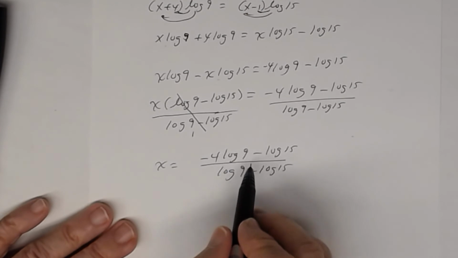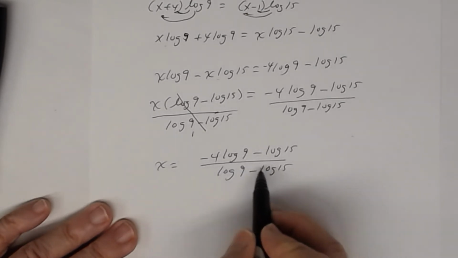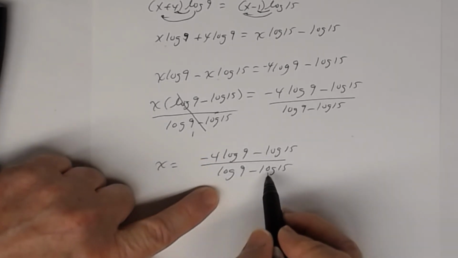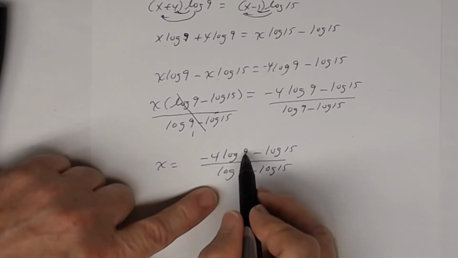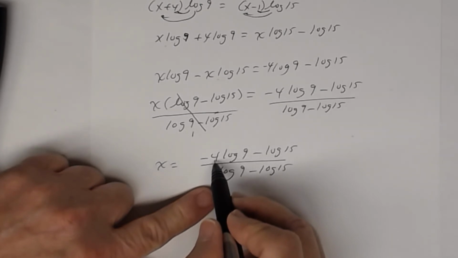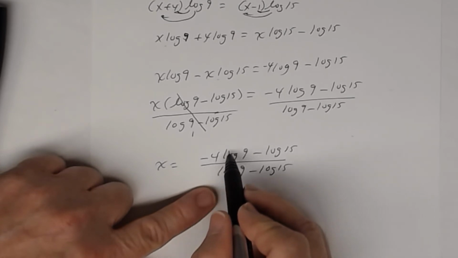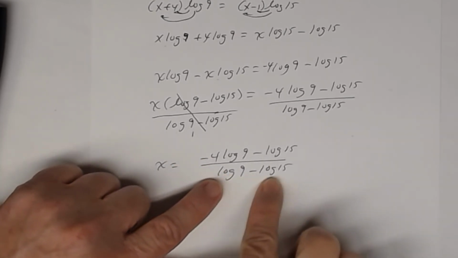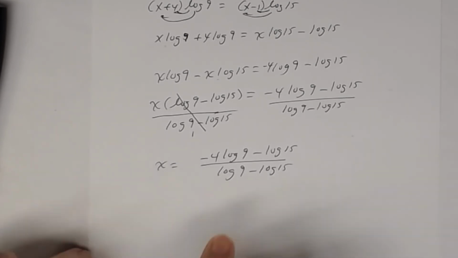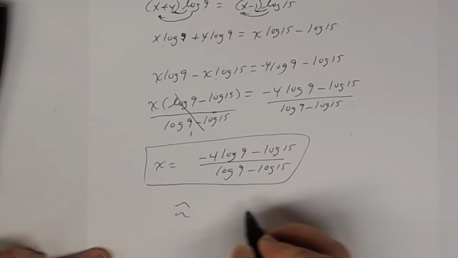Now be careful. I don't want you to think that these right here divide out. This numerator is not the same as this denominator because that log 9 here is being multiplied by negative 4. So be careful. Don't say that this divides out. It does not, because this factor that you see down here is not this. Okay? They're totally different. So this is your answer. That's your exact answer.